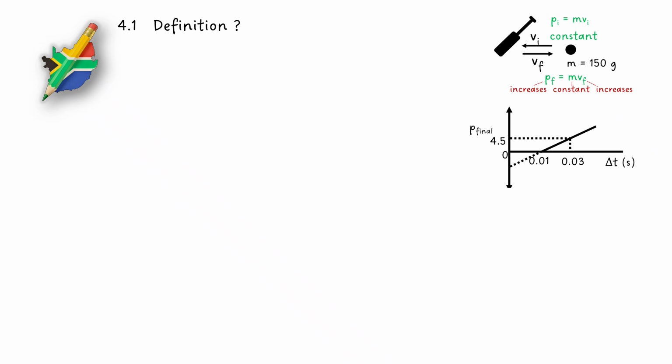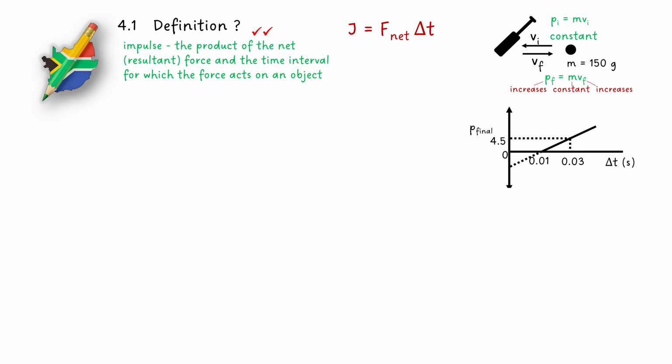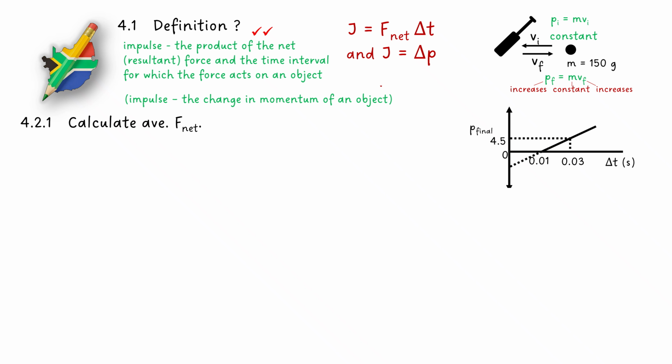First, we need to define impulse. Impulse is the product of the resultant force or net force acting on an object, and this comes from the bat, and the time interval for which the force acts. We can also define impulse as the change in momentum of an object. Next, we need to use the graph to find the average net force applied from the bat to the ball. Combining the two equations at the top, we get a new equation. The change in momentum is equal to the net force times the change in time.